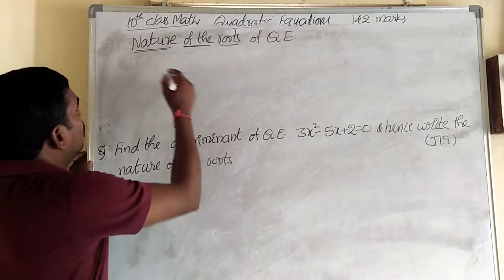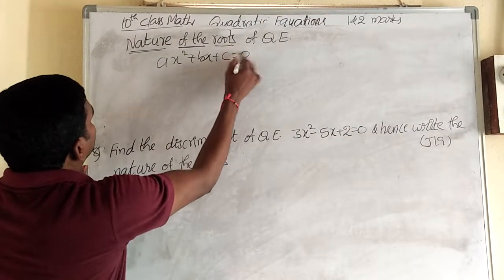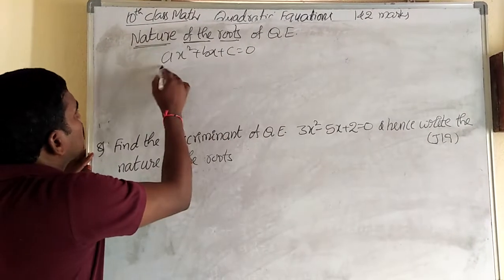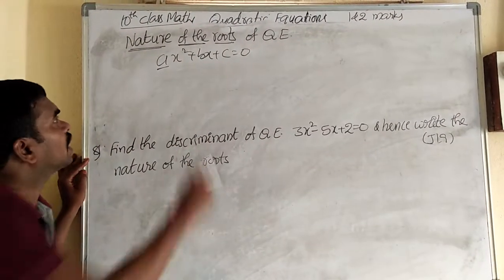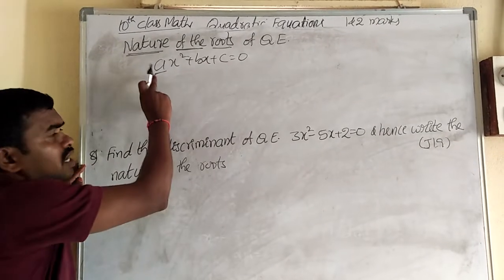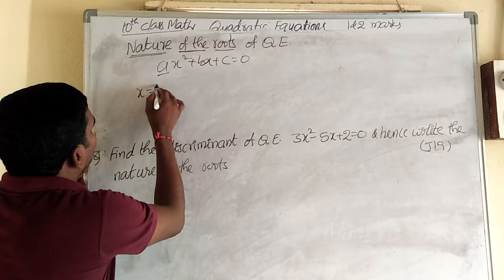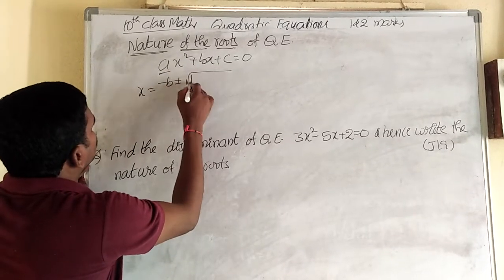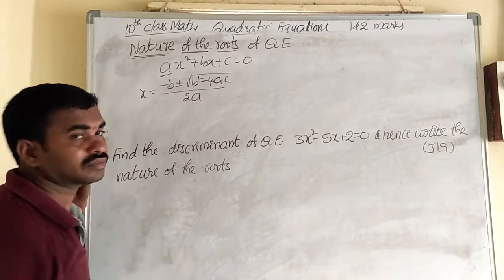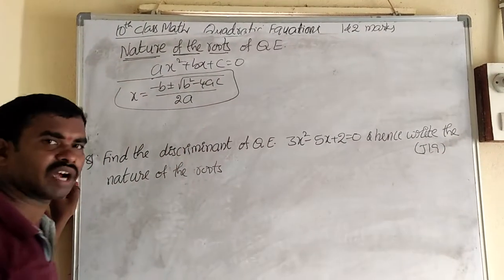For example, suppose ax square plus bx plus c equal to 0 is a quadratic equation. We know very clearly that a must not be equal to 0, and a, b, c are some real numbers. The roots by the general formula are minus b plus or minus root of b square minus 4ac, by 2a. By using this formula also we can find the roots.